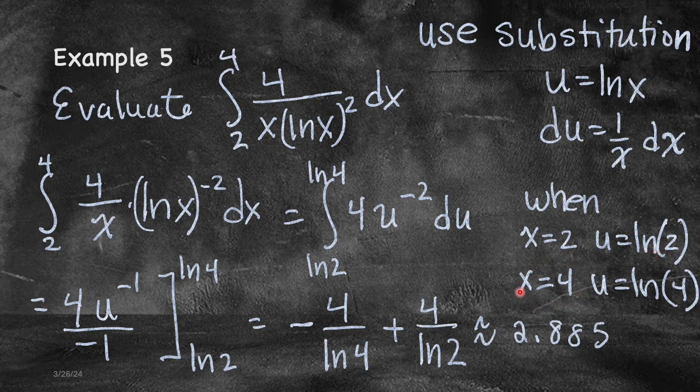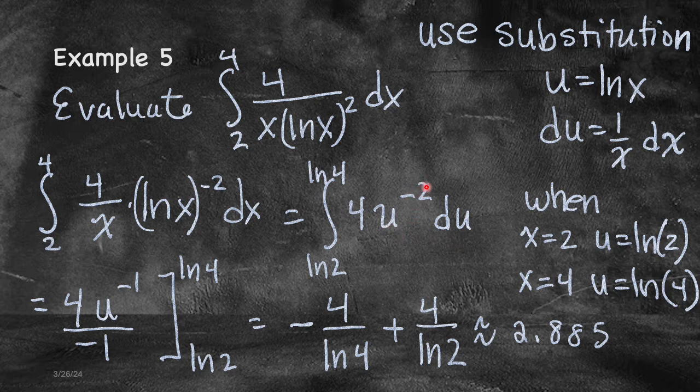Now, let's do the same thing with 4. 4 was our upper limit when it's in terms of x. So when I plug 4 in here, I get that the upper limit in terms of u will be the natural log of 4. So I changed my upper and lower limits, so I have the natural log of 2 and the natural log of 4. Now that we have our integral set up, now we're going to find the antiderivative.